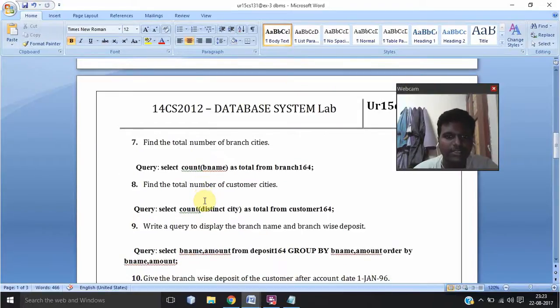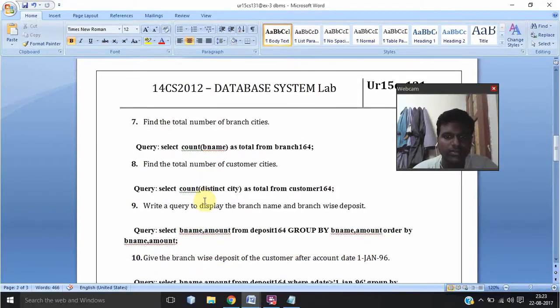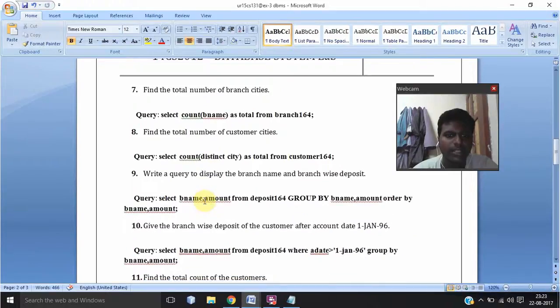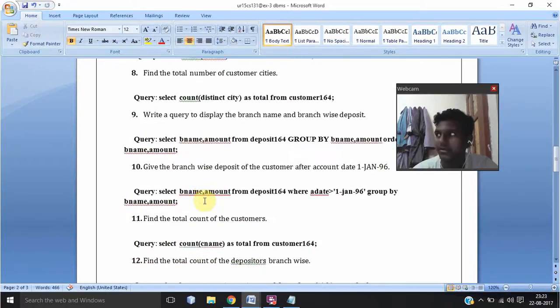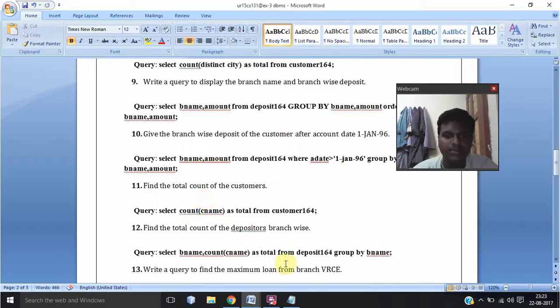Find the total number of customer cities. Select the count distinct city as the total number from the customer 164. Give the branch wise deposit of the customer after the account date month January 2016, group by the branch name and account. Find the total count of the customer.